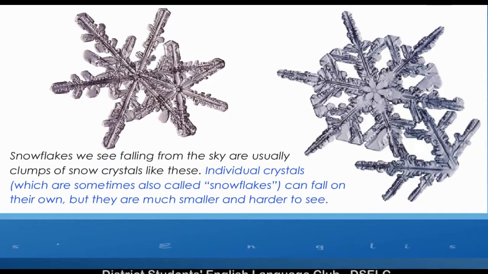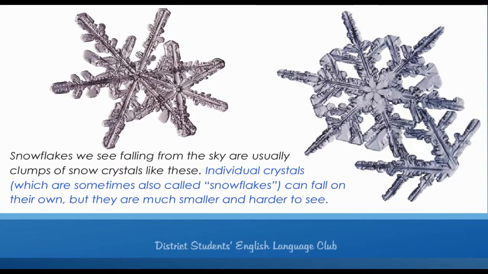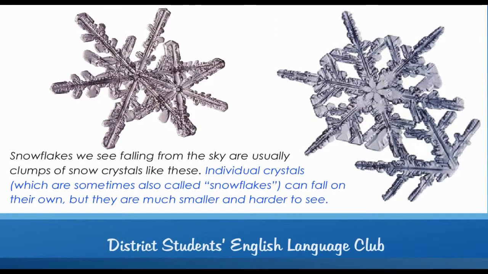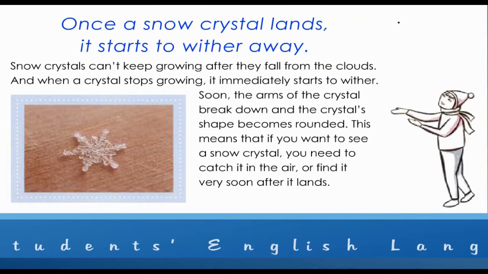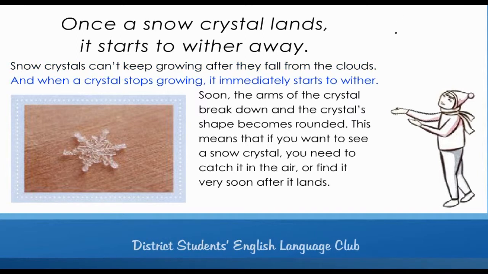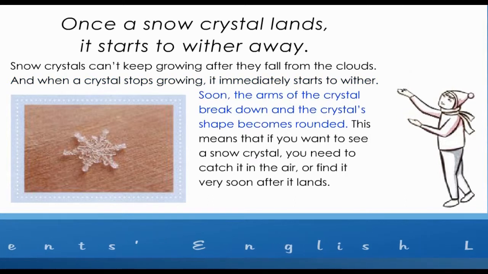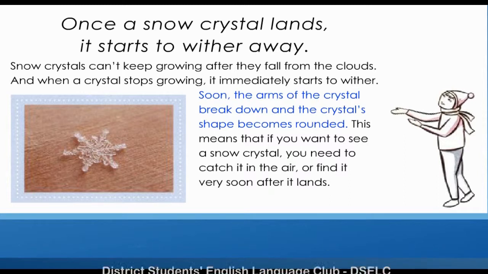Individual crystals, which are sometimes also called snowflakes, can fall on their own, but they are much smaller and harder to see. Once a snow crystal lands, it starts to wither away. Snow crystals can't keep growing after they fall from the clouds. And when a crystal stops growing, it immediately starts to wither. Soon, the arms of the crystal break down, and the crystal shape becomes rounded.